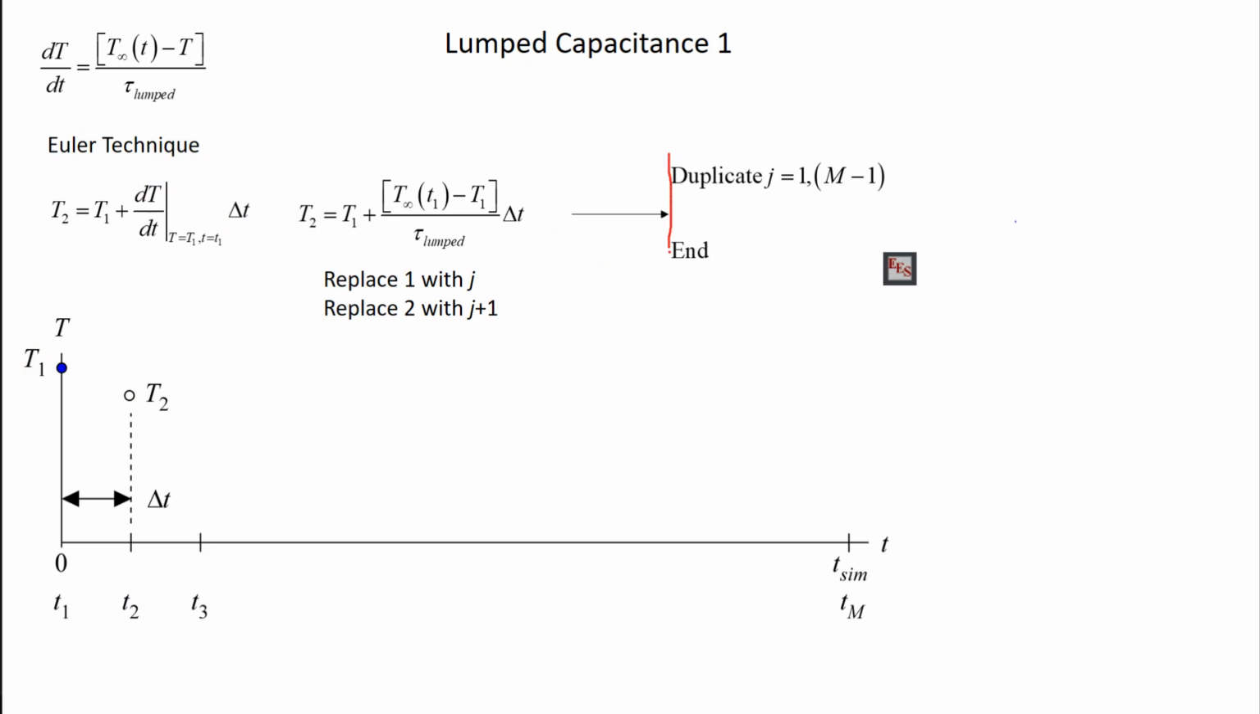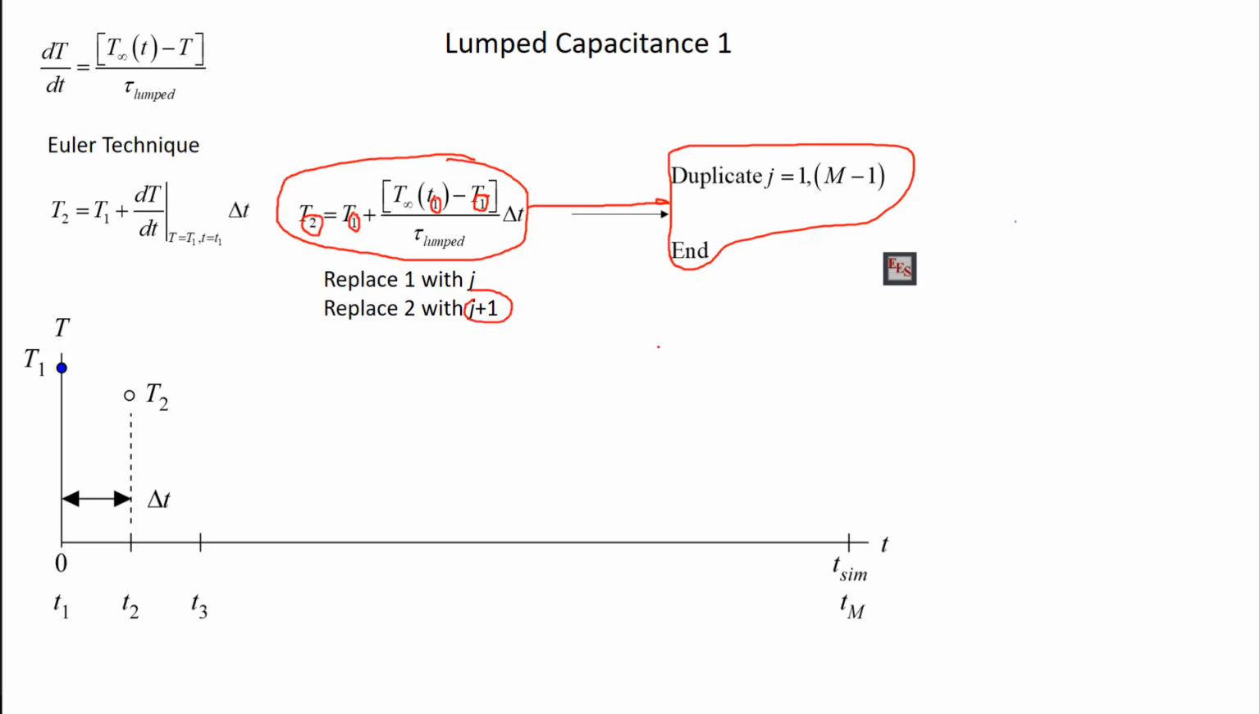So you build, at least in EES, you use a duplicate loop. In MATLAB, you'd use a for loop. But you duplicate j equal 1 to n minus 1. You take the code that you just got done writing and you know it works, and you plop it between these two duplicate loops. And then the last thing you do is you replace 1 with j. So every place I have a 1 here would be a j, and every place I have a 2, that's going to be a j plus 1. And if you do that carefully, you'll find that just works.